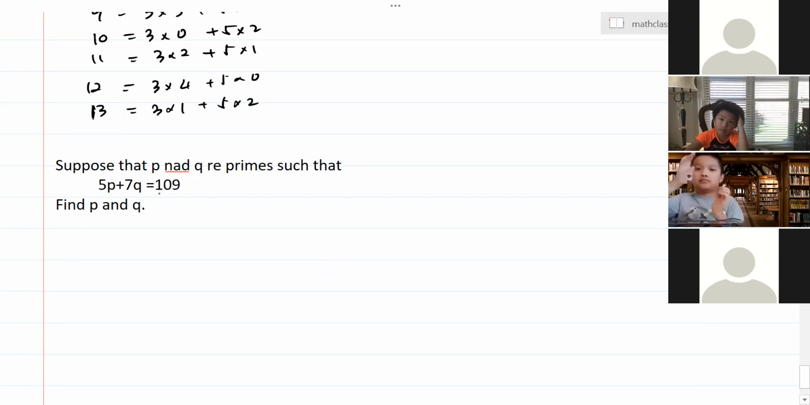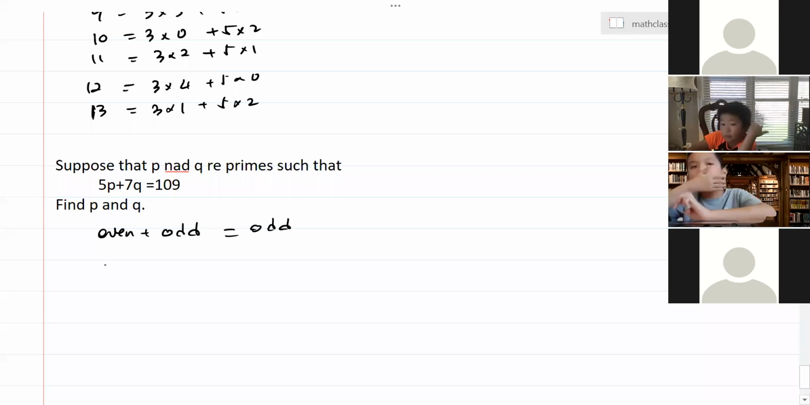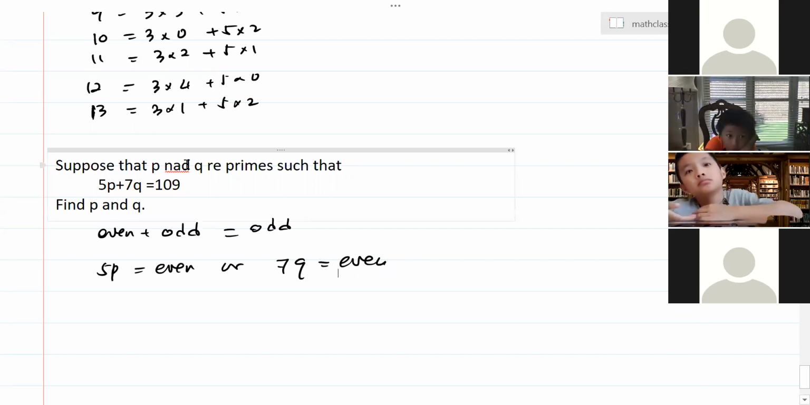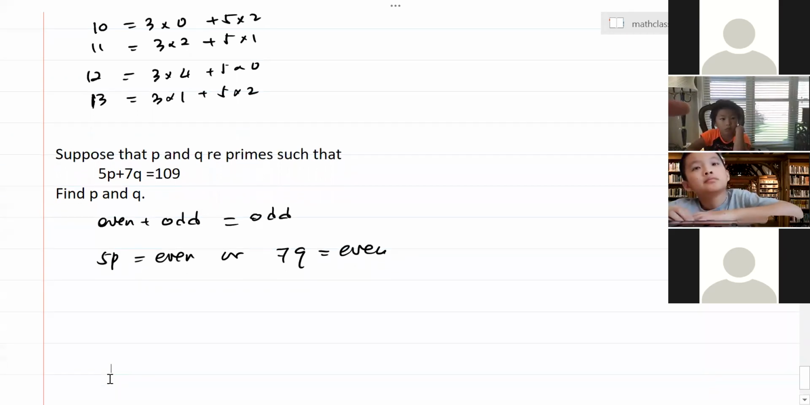109 is an odd number. Okay, the sum, you see, odd must be even plus odd equals odd, right? Even plus even is even. Odd plus odd is even. Right? So that implies 5p is even or 7q is even, right? So just step by step. Okay. So which one is possible?